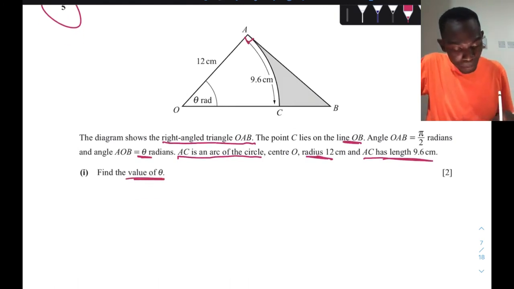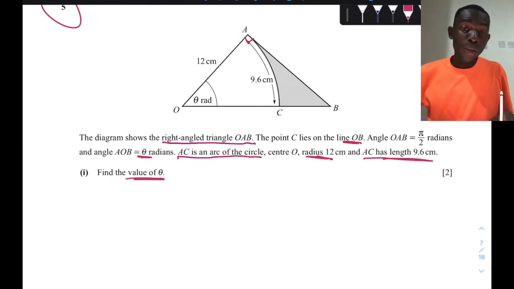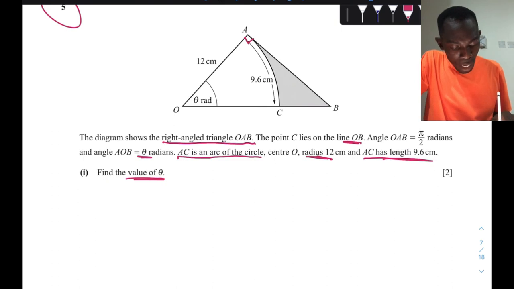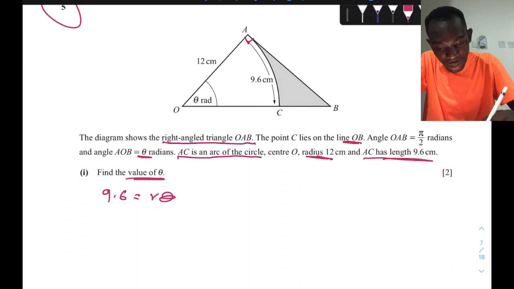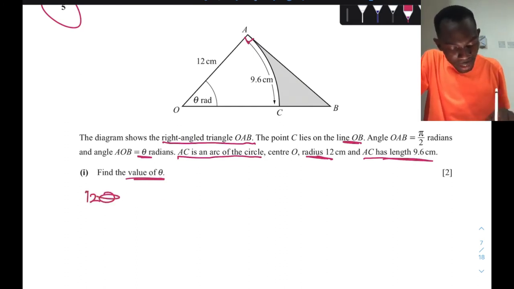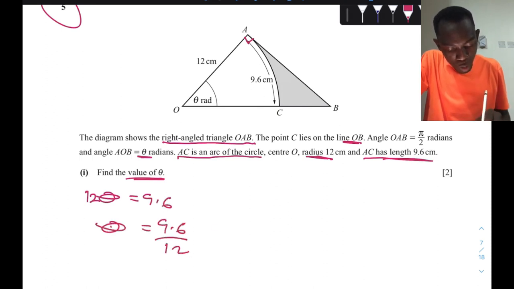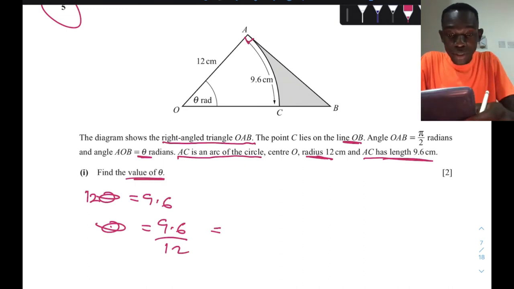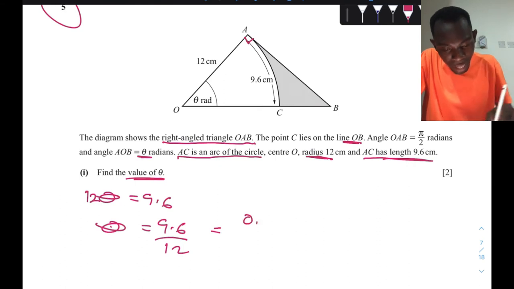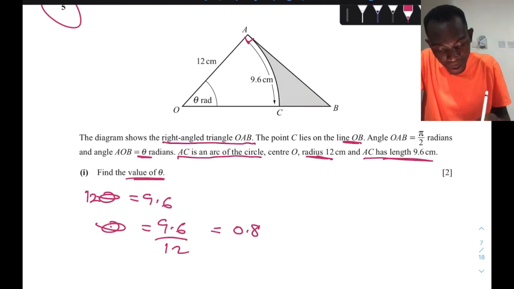Well, since we know the arc length, it's easier to use the arc length formula. So 9.6 will be equal to r theta, right? But what is the radius? 12. So we can just clean everything here and write 12 theta is equal to 9.6. So theta is equal to 9.6 over 12, which will give us what? 9.6 over 12. That's 0.8. I think we saw one question and we got 0.8 as the angle. I remember. So this is 0.8.